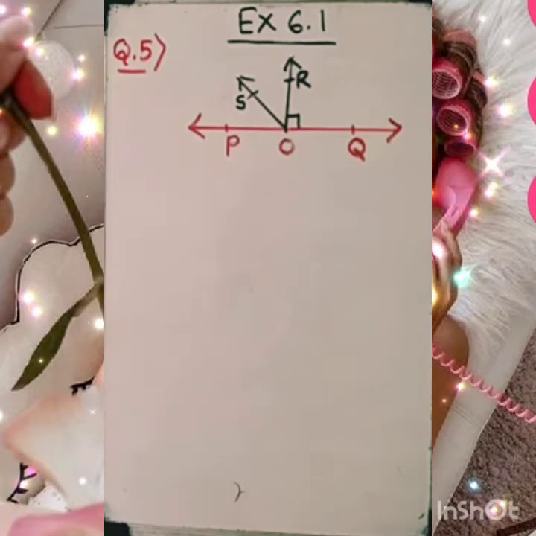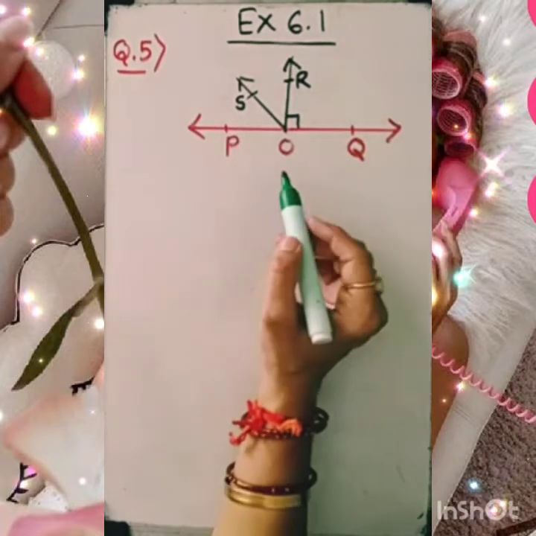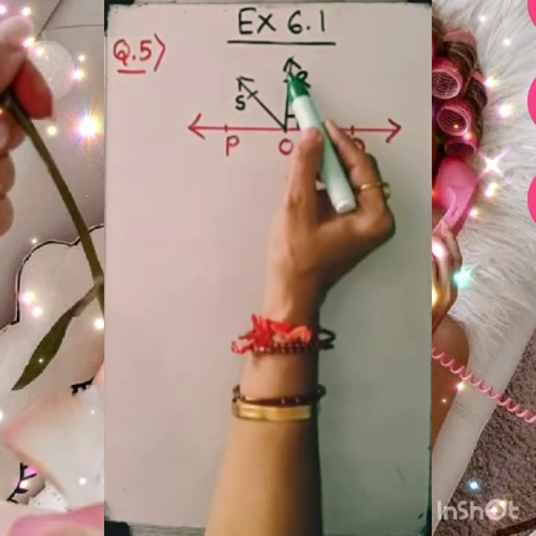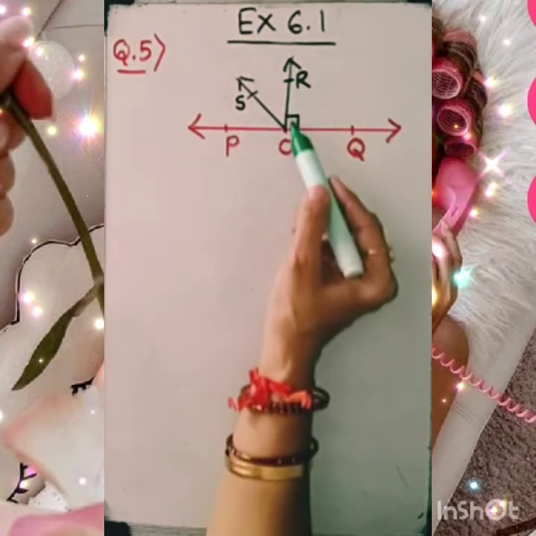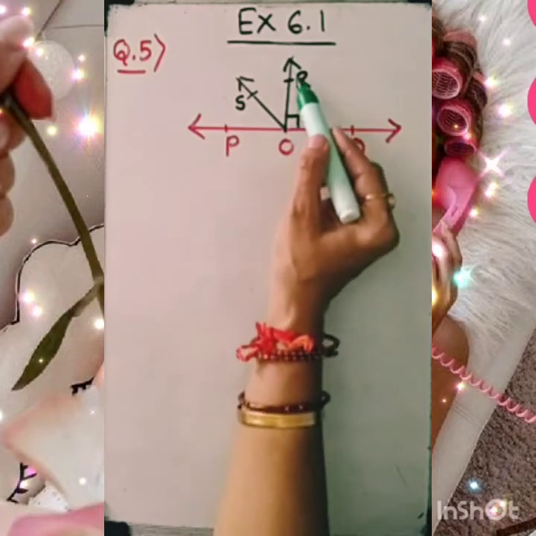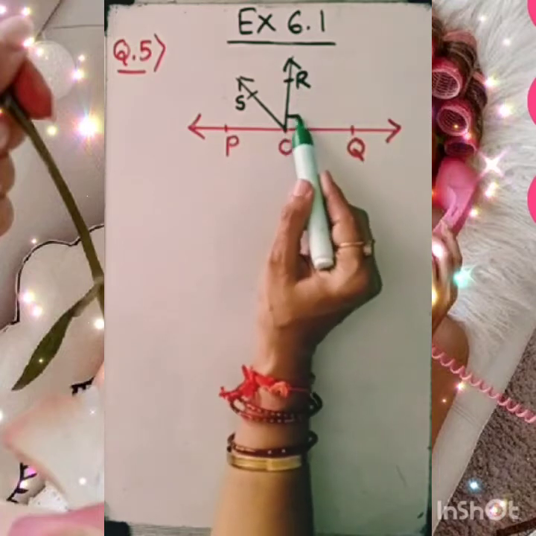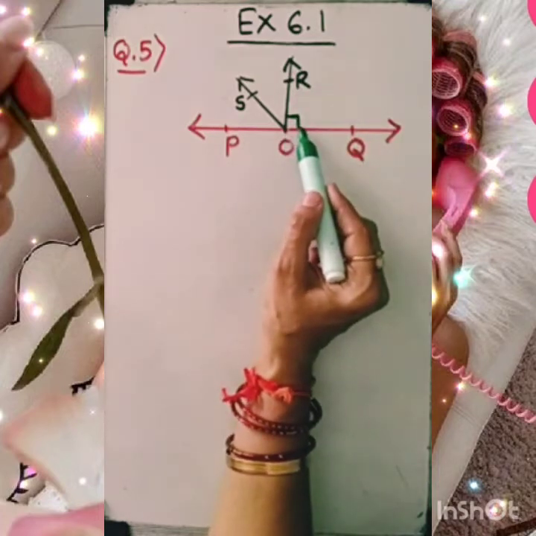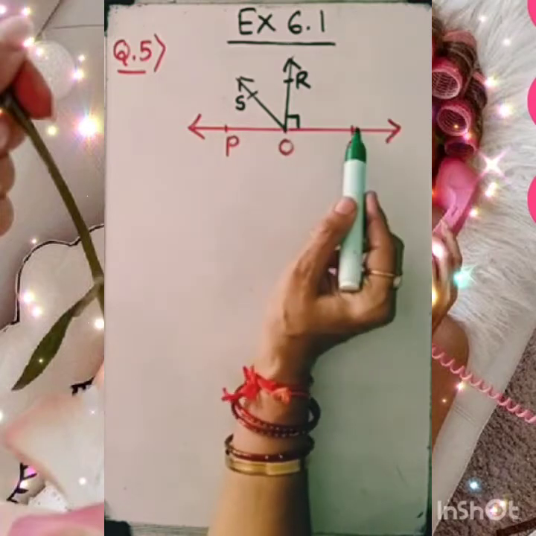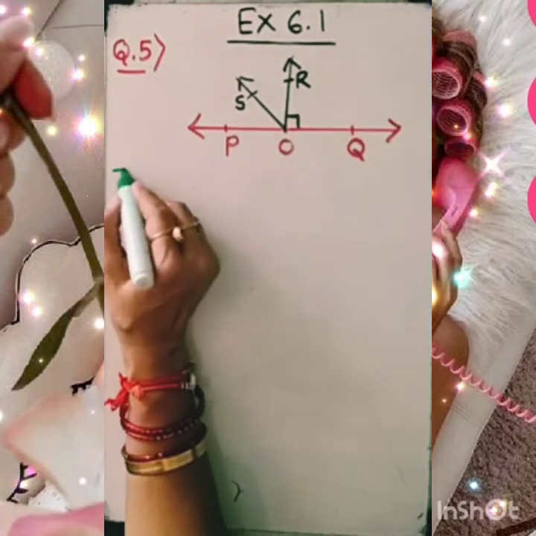According to the given detail, we are given OR is a perpendicular. What is the meaning of perpendicular? Perpendicular means it is forming a 90 degree angle with the base line. So we are beginning our solution.